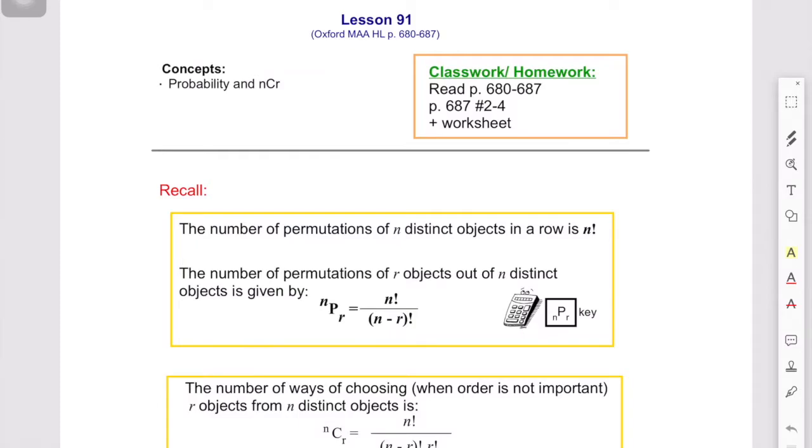Here we have lesson 91. In this lesson, we will continue to look at probability questions and recall one very important operation, the choose notation, that you have learned in chapter 1 in your textbook last year.